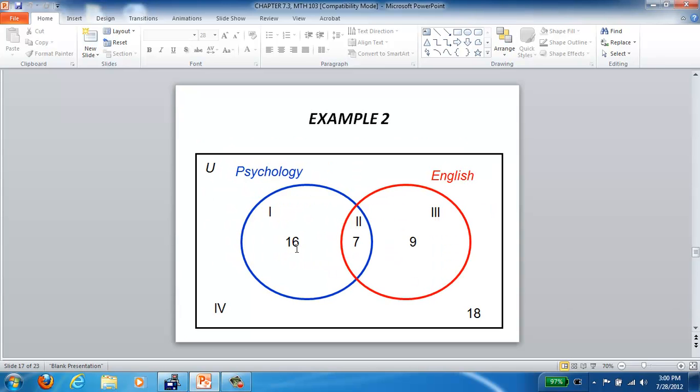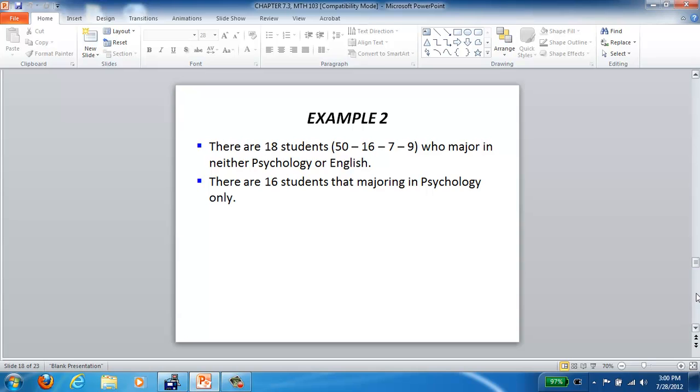So again, you can do 16 plus 7, 23, plus 9, 32. We have 50 students, so 50 minus 32, then 18 don't have a major in psychology or English. And these are the two problems for the Venn diagram. Of course, tomorrow I will give you some more exercises and we will go through them. But you have to know how to do the Venn diagram now.